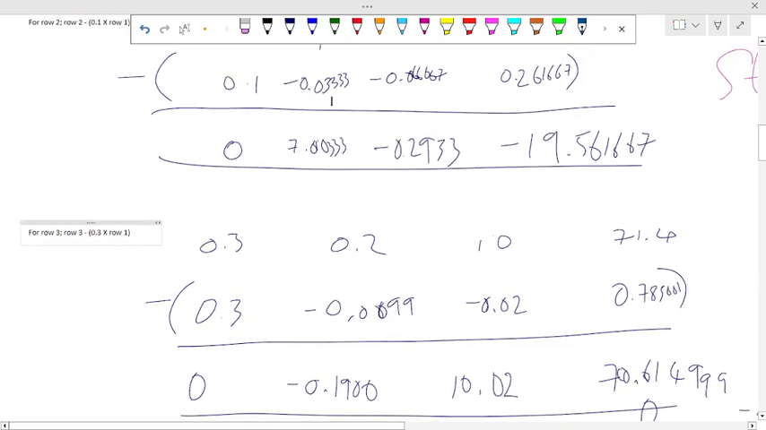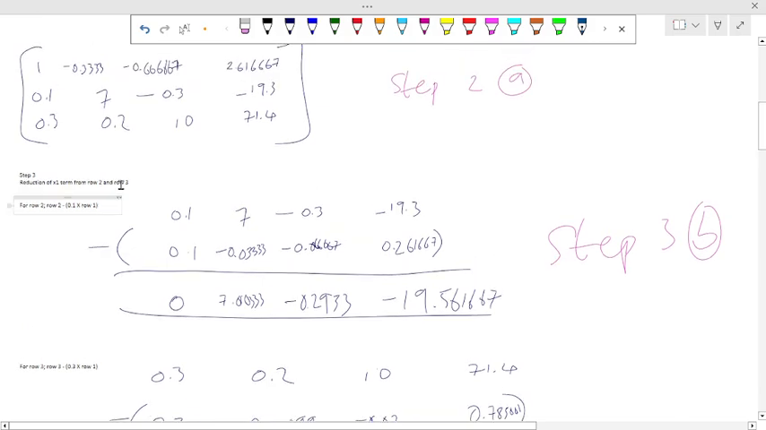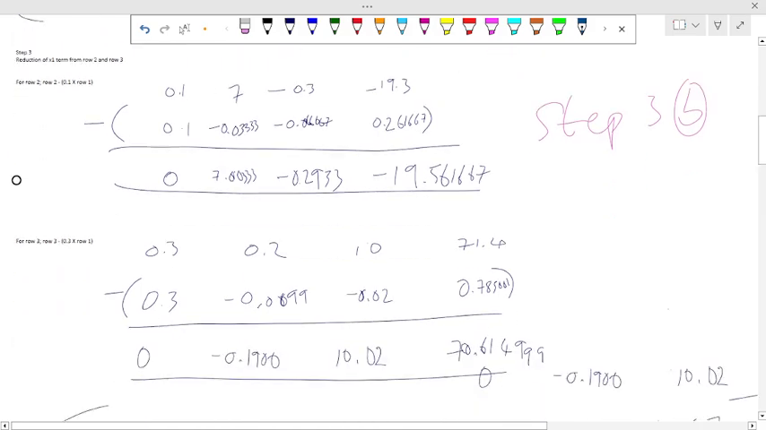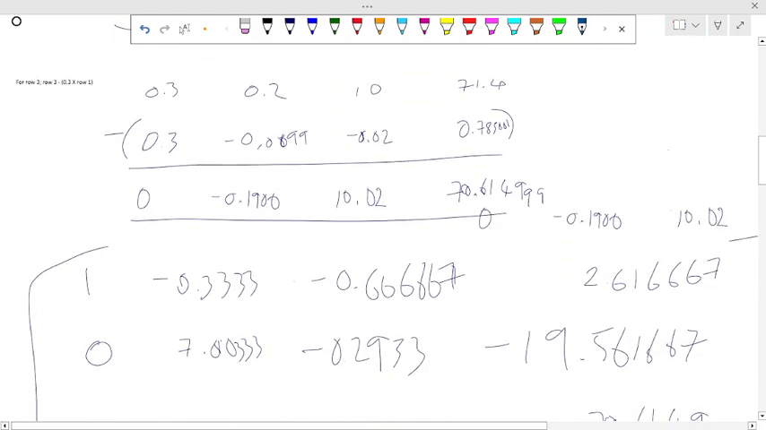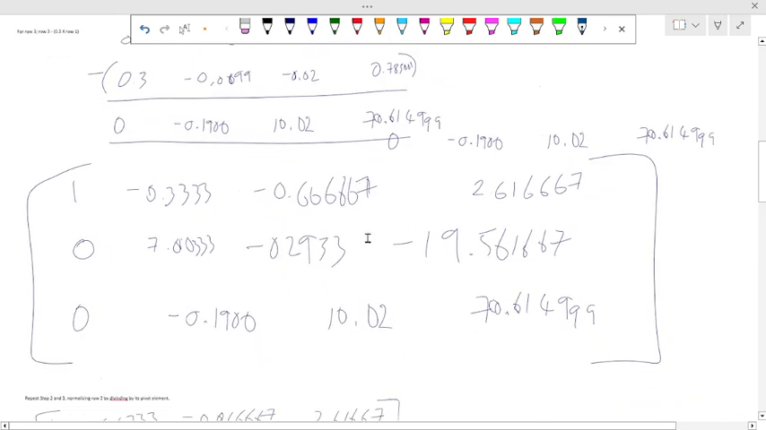So 0.3 times row 1. Here's row 1, look at it. 0.3 times this, you get this. 0.3 times the next thing, you get that. So it's just the same process, but we'll repeat it. When you subtract it, you get this part. What's happened there? Why is this rough? Okay, yeah.